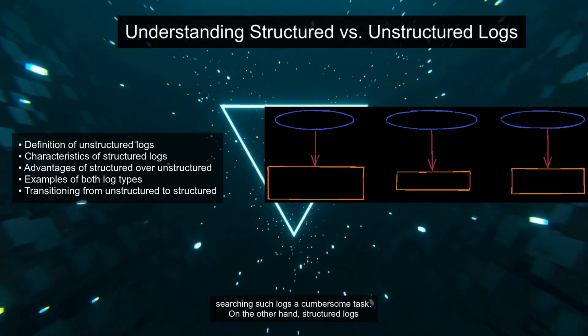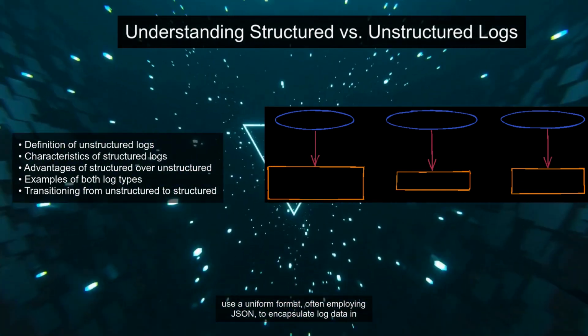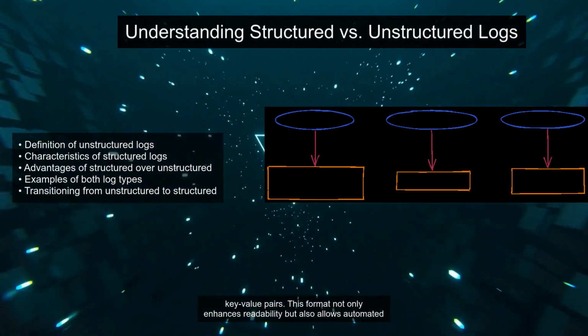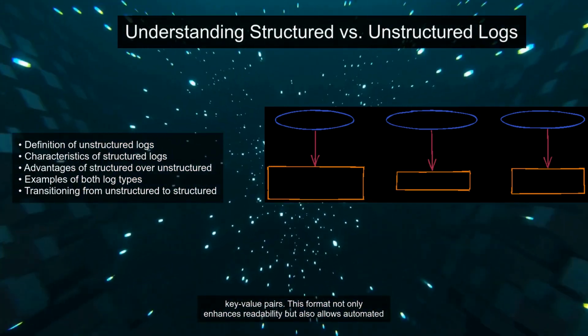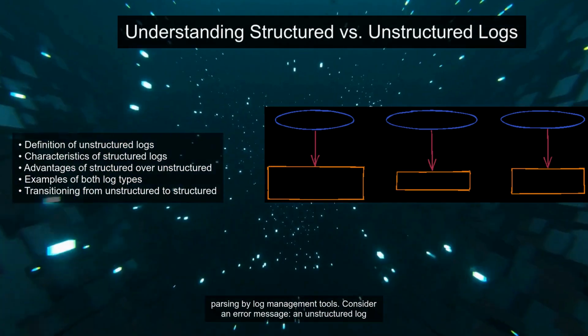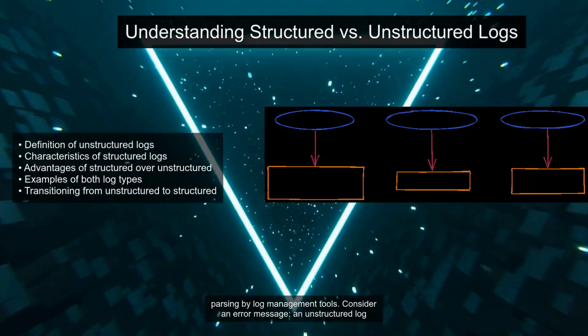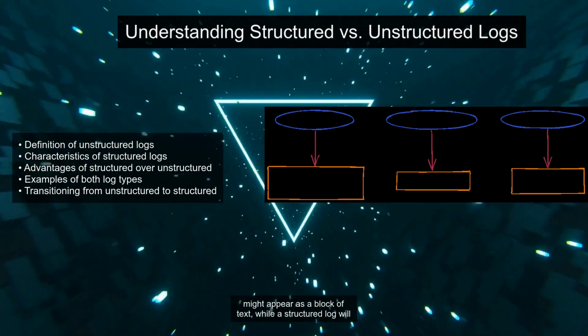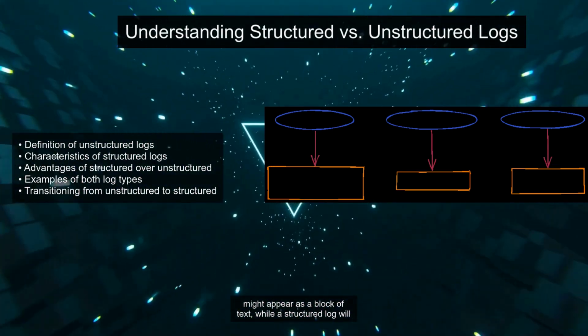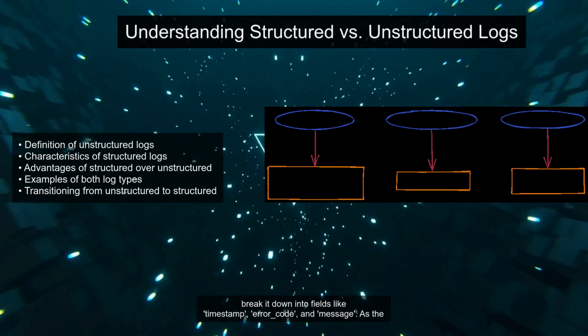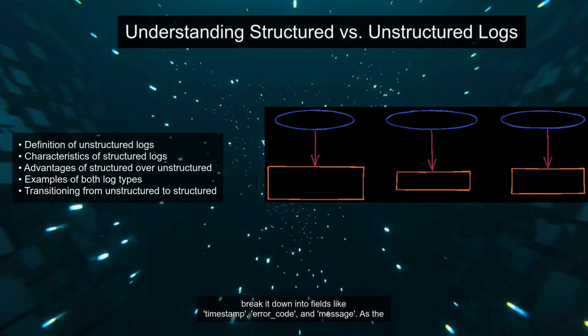On the other hand, structured logs use a uniform format, often employing JSON, to encapsulate log data in key value pairs. This format not only enhances readability but also allows automated parsing by log management tools. Consider an error message. An unstructured log might appear as a block of text, while a structured log will break it down into fields like timestamp, error_code, and message.